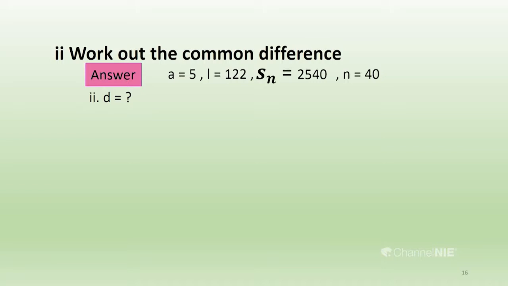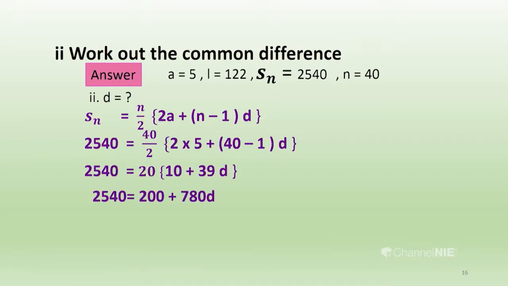Okay, then let's substitute that. Sn equals n over 2 times (2a plus (n minus 1)d). Sn is 2540, n is 40, so 40 over 2. 2 times a, that is 5, and n is 40, so 40 minus 1 times d. We don't know d, the common difference. Then 2540 equals 40 divided by 2, which makes 20, and 20 multiplied by (10 plus 39d). How is 39 coming? We have to simplify the thing in the bracket: 40 minus 1 makes 39.